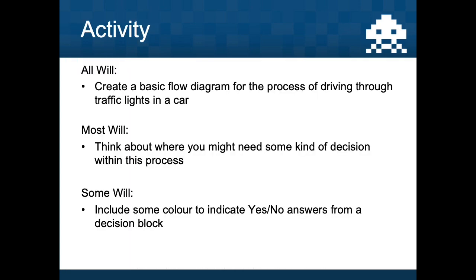So I'd like you to pause the video at this point, and I'd like you to create a basic flow diagram for the process of driving through traffic lights in a car. Now you'll need to think about any decisions that may need to be made at that point, as well as any potential inputs into the system. You'll need to think about what happens if the light is red, what happens if the light is green, and you may be able to color code some of the arrows by having a play around with Draw.io. Pause the video at this point and see what you come up with.